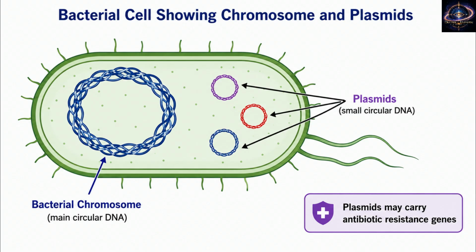Middle lamella is made mainly of calcium pectate. It acts like glue between neighboring plant cells. Plasmodesmata connect the cytoplasm of neighboring plant cells. Real-life example. Cell wall is like the outer compound wall of a house. Middle lamella is like cement joining bricks.